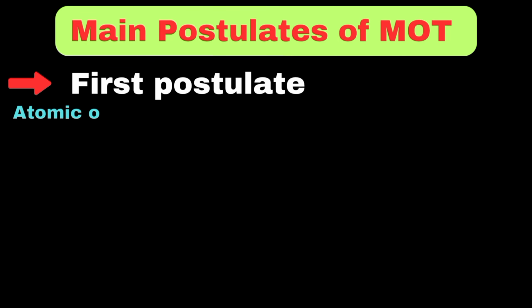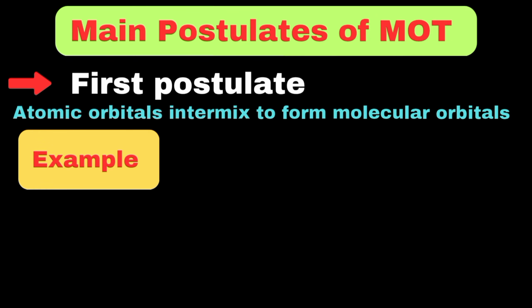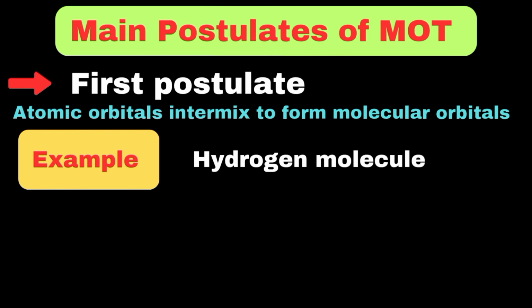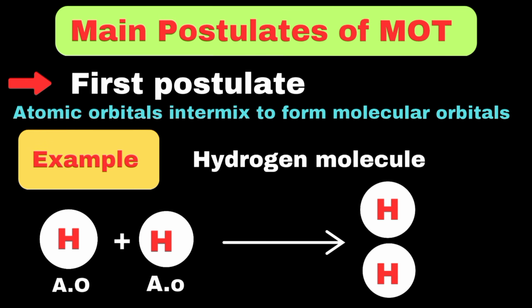First, let's start with the main postulates of molecular orbital theory. The first postulate says that atomic orbitals intermix to form molecular orbitals. For example, in the case of a hydrogen molecule, when its two atomic orbitals intermix with each other, they result in the formation of molecular orbitals, and we will discuss this in detail.